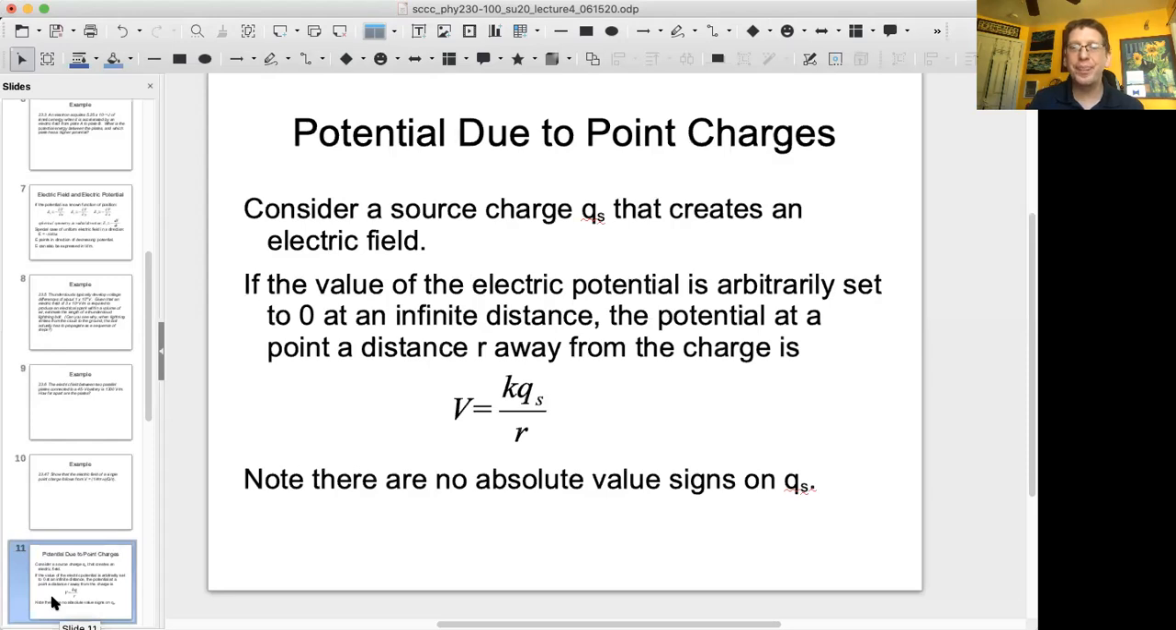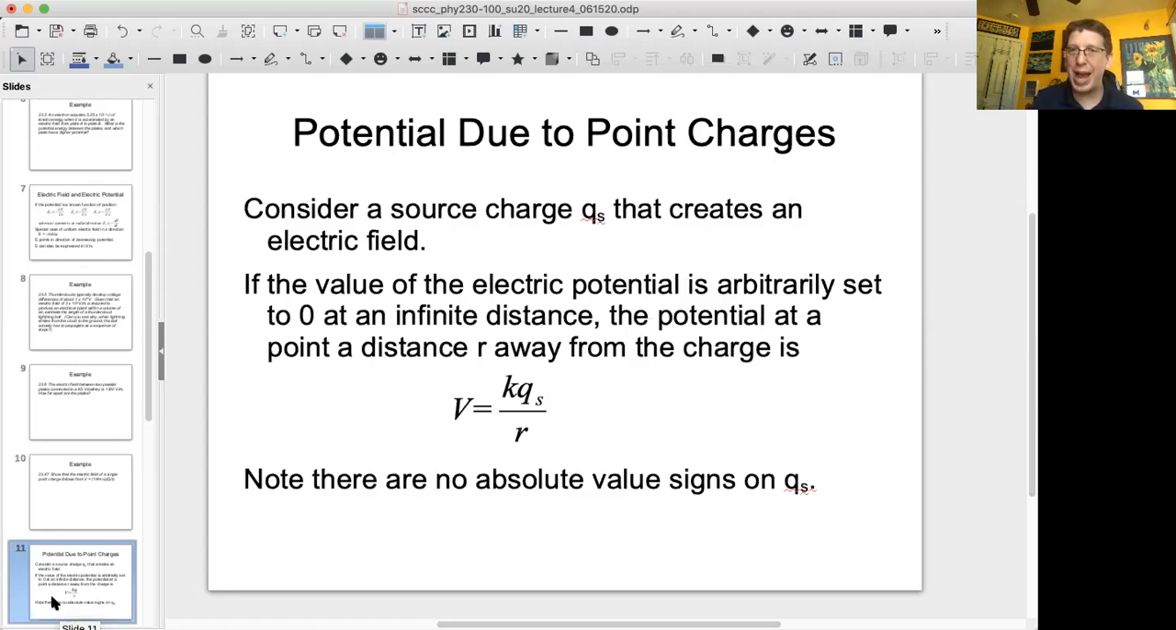But let's look at the potential due to point charges. And so the previous example is related very much to this. So consider a source charge QS that creates an electric field. If, instead of looking for the change in V, instead of looking for delta V, you're looking for the value of V or the voltage at a specific location, you need to define where 0 is.